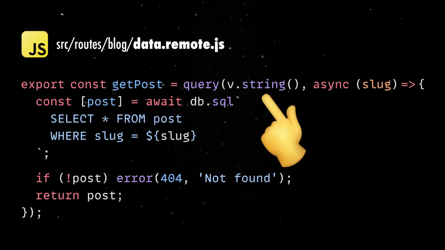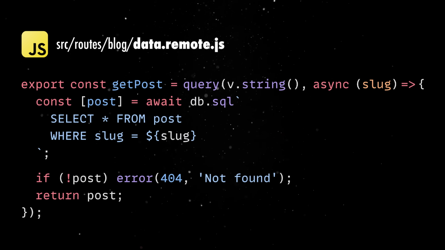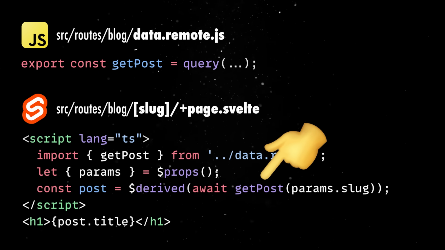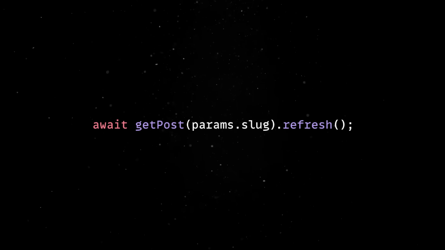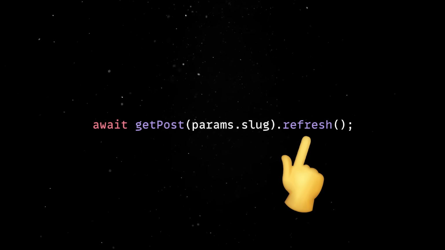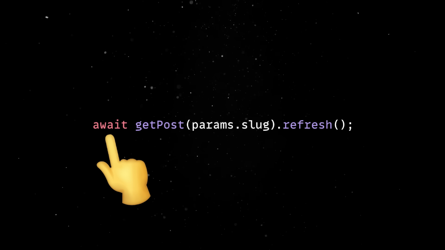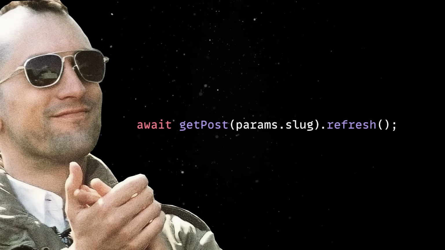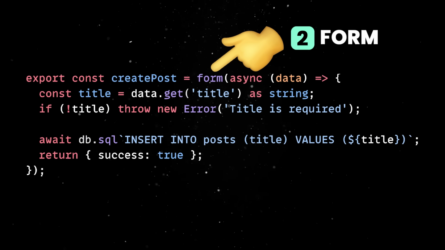You can also pass and validate arguments using something like Zod or Valibot, so you are not trusting user input blindly. Then, on the client, you can simply call the function, and if you need to update the data without reloading the page, you can call the special refresh function on it. The results returned from query functions work as promises, and we can await them to seamlessly populate components with the received data. While query is great for reading data, eventually you'll want to write something back to the server, and that's where form comes in.